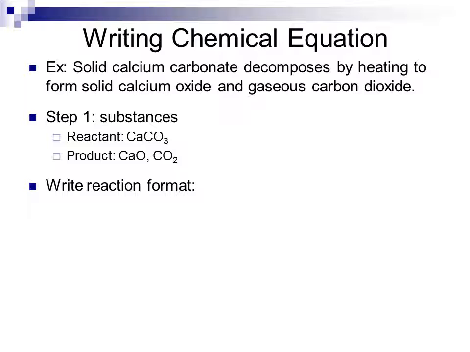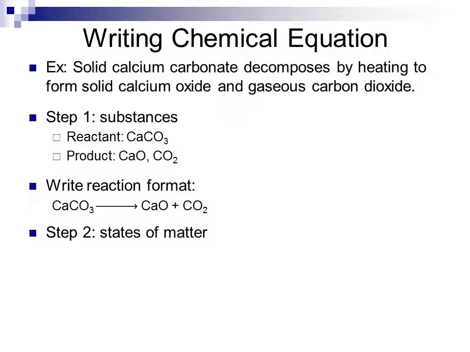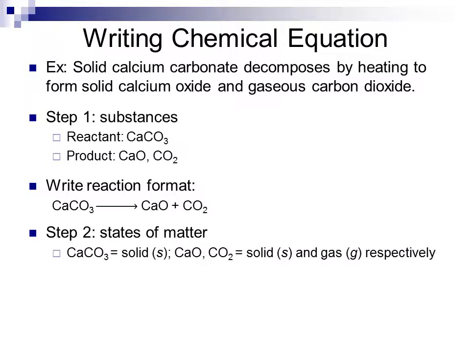We begin with the reactant and then an arrow leading from reactant to product. Note that there is a plus sign in between both of the products, and this plus sign represents the fact that there are 2 products formed in the reaction and not simply 1. Our second step is to list the states of matter. Our initial problem tells us that we have solid calcium carbonate, solid calcium oxide, and gaseous carbon dioxide.